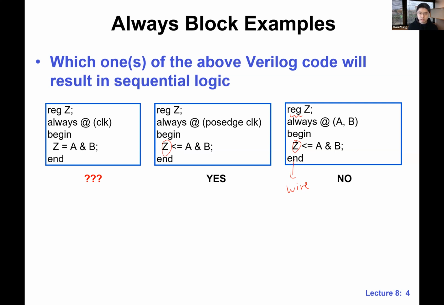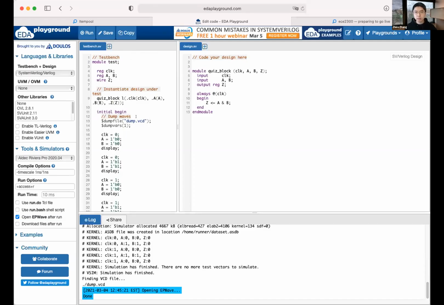Okay, so to help you reason about this a bit more, let me switch my screen and go to this EDA Playground, the website that I showed you last time. Let's just play with this code. So here's the code, and this is the quiz block that we created, with 2 inputs and 1 output.